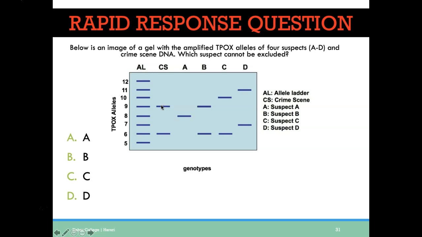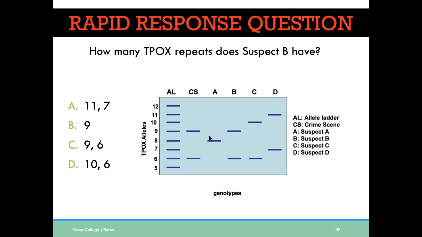So the crime scene DNA, again, we have two different chromosomes for each individual. One chromosome had 9 repeats of TPOX. The other chromosome had 6 repeats of TPOX. That represents a heterozygote. The only other individual with the same number of TPOX repeats is individual B. A cannot be the murderer, C cannot be, and D cannot be. B possibly can. How many TPOX repeats does suspect B have? Right, we say C, 9 and 6 repeats.